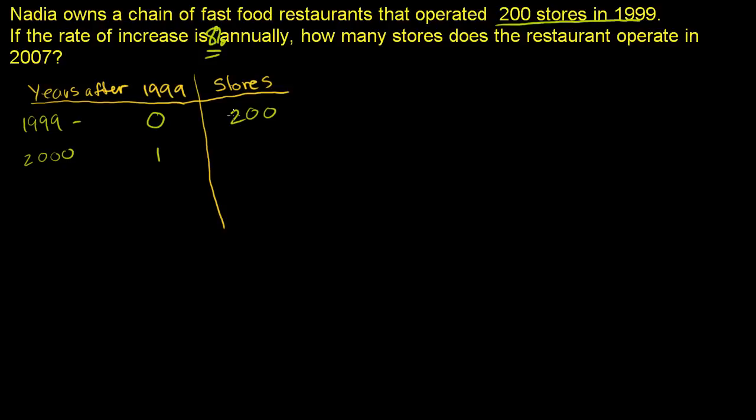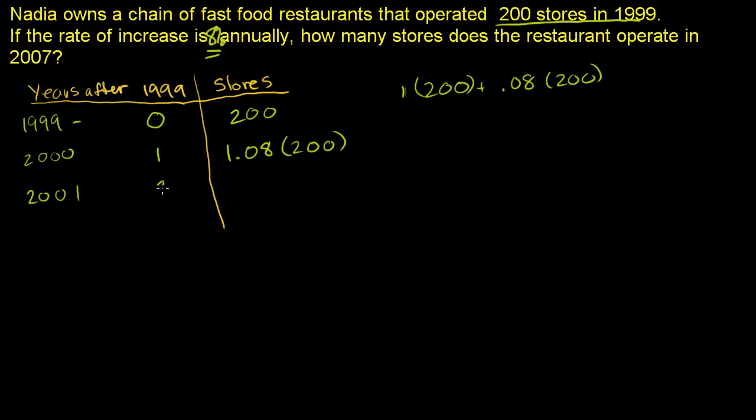So she'll be operating all the stores that she had before, plus 8% of the stores she had before. So 1.08 times the number of stores she had before. And you're going to see the common ratio here is 1.08. If you're growing by 8%, that's equivalent to multiplying by 1.08. Let me make that clear. 200 plus 0.08 times 200. Well, this is just 1 times 200 plus 0.08 times 200. That's 1.08 times 200.